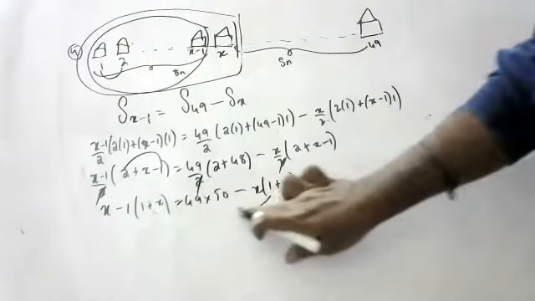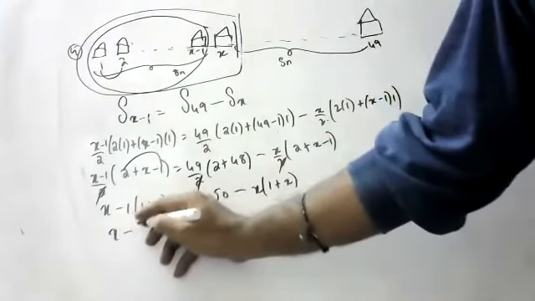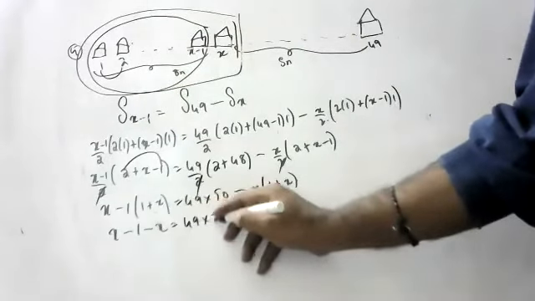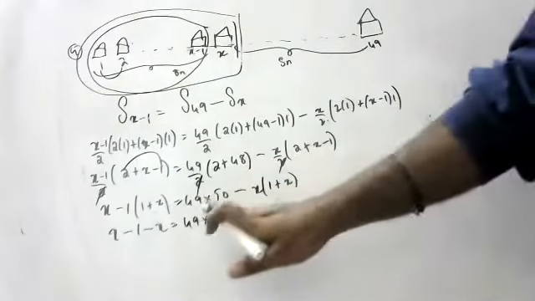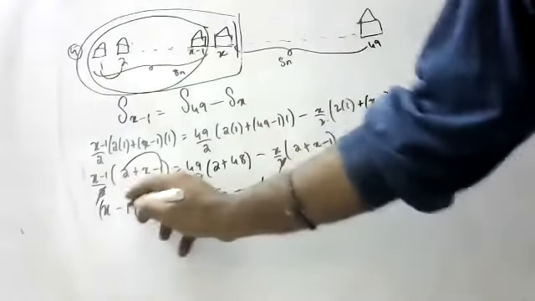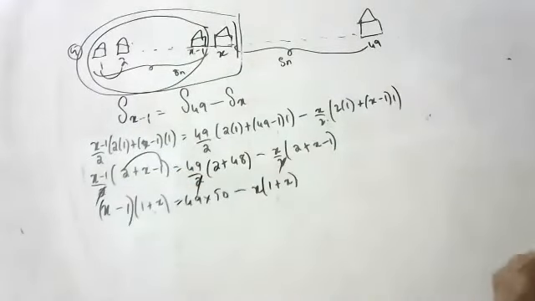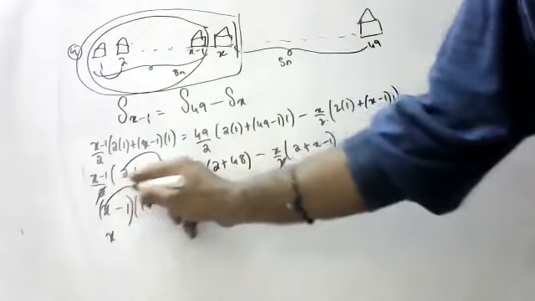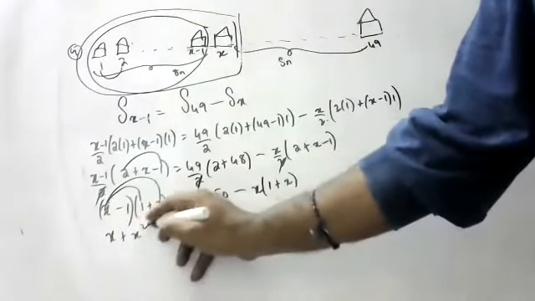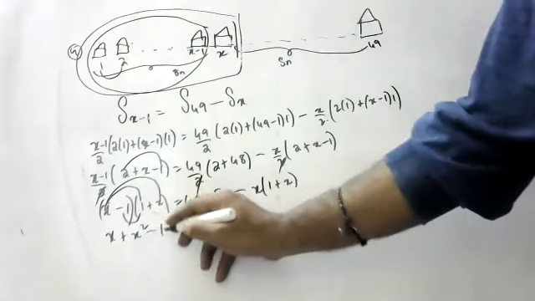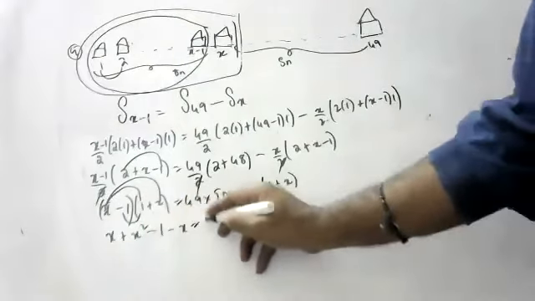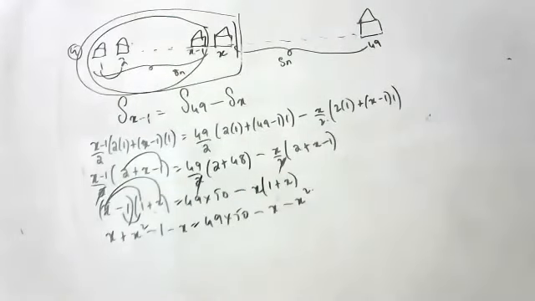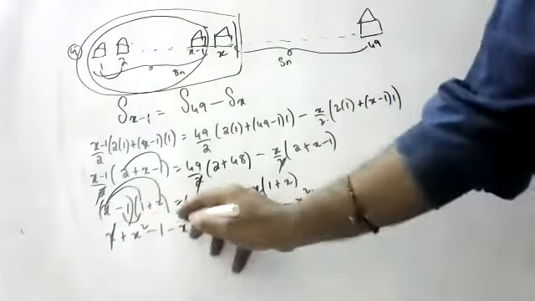Wait, 1 second. First open the brackets. X minus 1 minus minus 1 x, plus minus x is equal to 50 minus. I did wrong right here. X minus x into x square plus x square minus 1 minus x is equal to 49 into 50 minus x square. Minus x square. Here plus x minus x cancel.